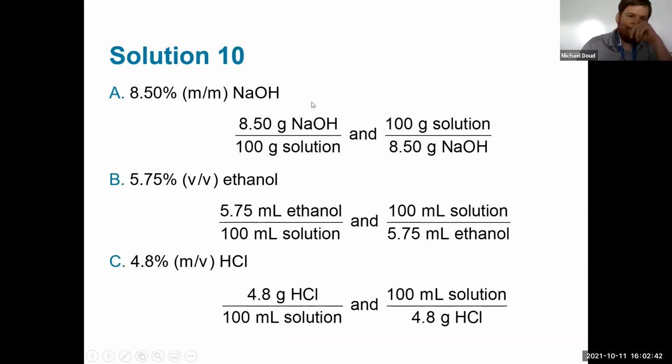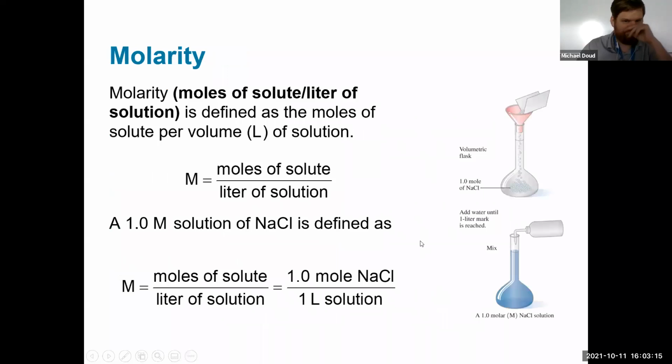Okay, we're back. So just like I said, 8.50 grams of sodium hydroxide for every 100 grams of solution, or the inverse, 100 grams for every 8.50 grams of sodium hydroxide. You have a 5.75% solution of ethanol. That's 5.75 milliliters of ethanol per 100 milliliters of solution, or 100 milliliters of solution for every 5.75 milliliters of ethanol. And then finally, 4.8% hydrochloric acid, that'd be 4.8 grams of hydrochloric acid for every 100 milliliters of solution, or the inverse.